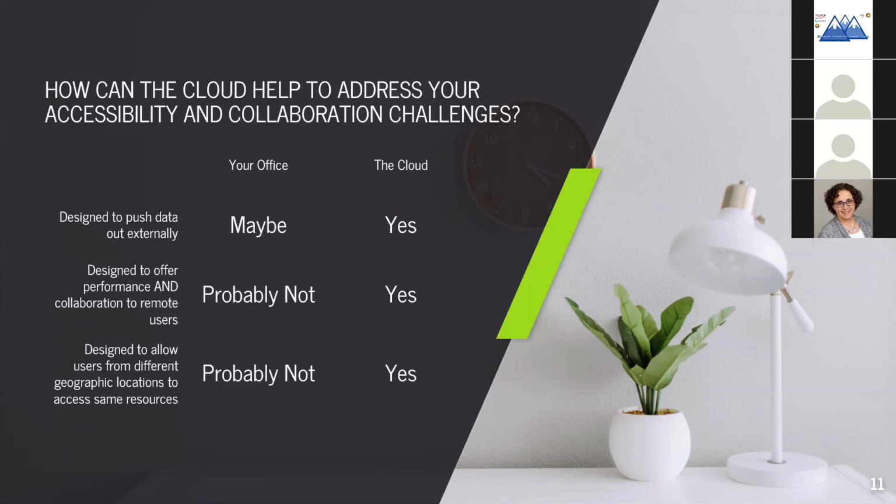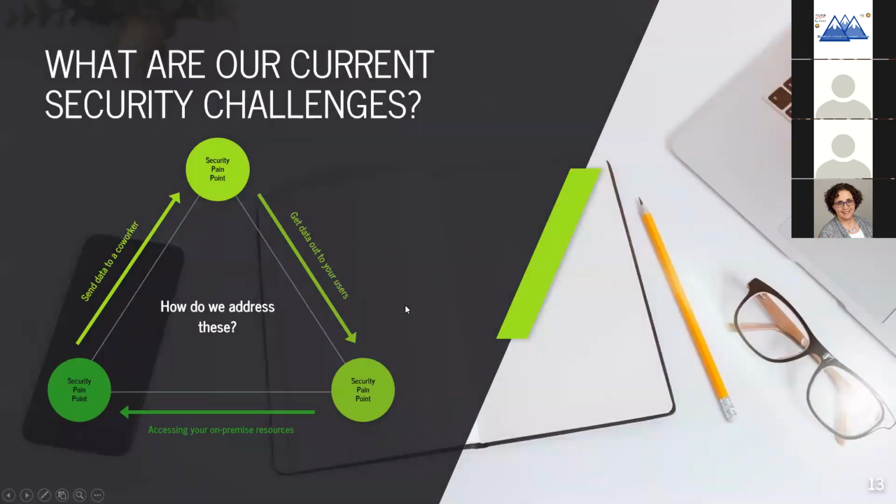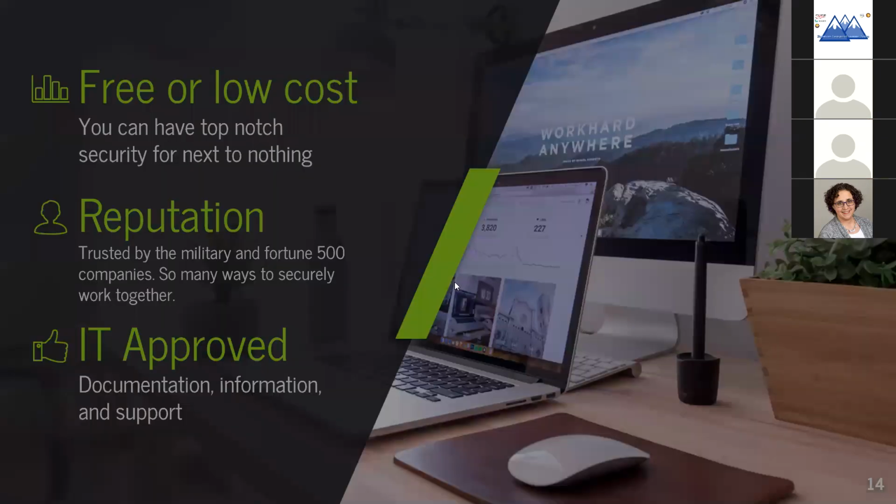So let's talk about the next part, which is going to be that security component that I've brought up a few times, okay? So what are some of our current security pain points? Well, there's going to be the challenge of sending data to a coworker. Again, it used to be that your data never left your office potentially, and now you're suddenly on the internet, not an intranet, and not on a little thumb drive you can just walk over. You've got to send your data to a coworker. You have to get that data out to your users, and you have to access your on-premise resources. And you might have all kinds of problems with that, right?